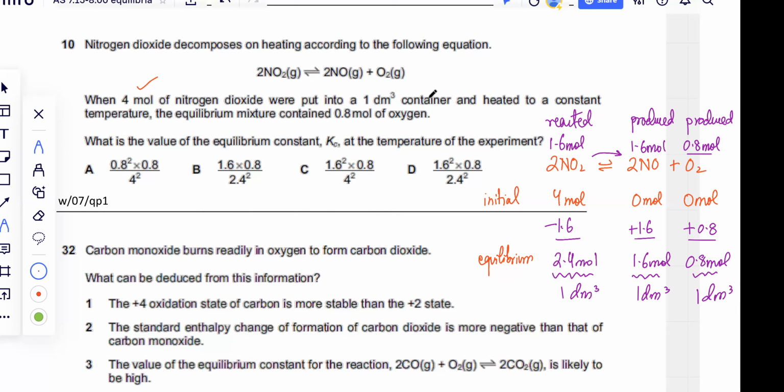And what's your Kc expression? It would be NO concentration squared, the product, times O2 concentration to the power 1. And you're going to divide the whole thing by NO2 concentration, squared as well. So the correct answer to this question would be 1.6 squared times 0.8, that's your product, divided by your reactant, which is 2.4 squared. Is this clear?